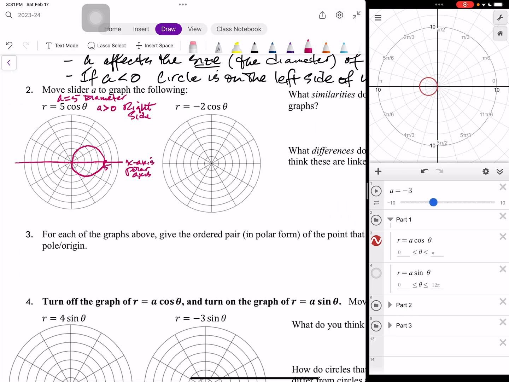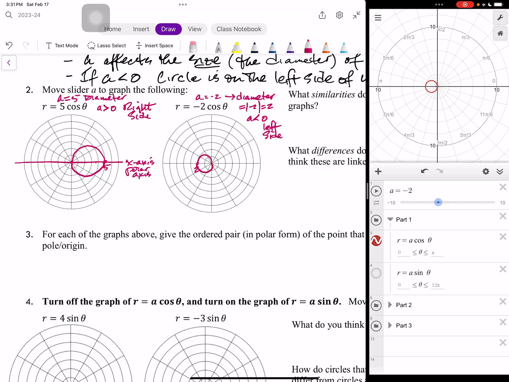Now how about when r is negative 2 cosine theta? Well, you slide it back to negative 2, and notice now you're on the left side. It's a smaller circle with a diameter 2. So now here, A is negative 2, and that tells me the diameter is the absolute value of that, which is 2. But because A is negative, we're talking about the left side. I'm just making notes so that in the future, if I see a different function, I can graph it easily. So again, we go out to the second concentric circle here. That's 2, and then you draw your little circle.